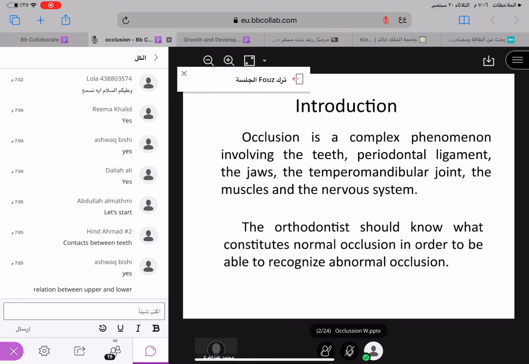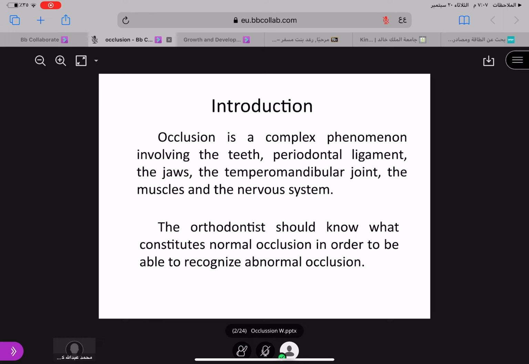Why is it important for an orthodontist to know the normal occlusion, so that he can recognize the problems, the abnormalities in the occlusion, right? So every dentist should know what occlusion is, how it looks, and what its principles are, so that you can differentiate between normal and abnormal occlusions. As written here, occlusion is a complex phenomenon involving the teeth, the periodontal ligament, the jaws, the TMJ, and the muscles, as well as the nervous system.